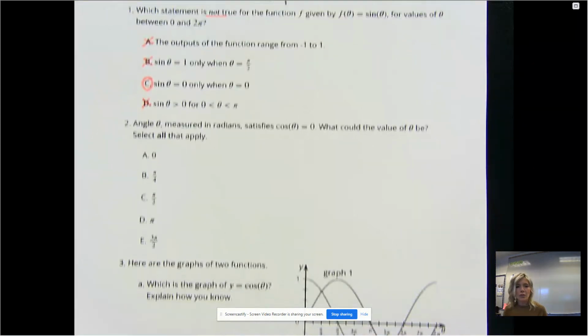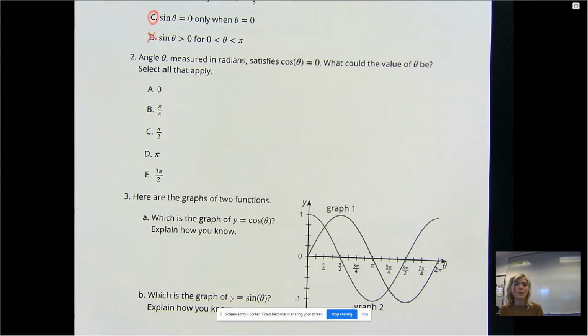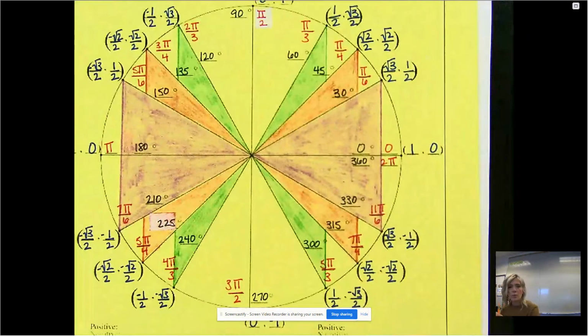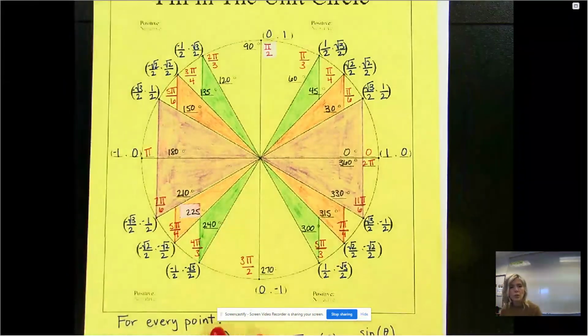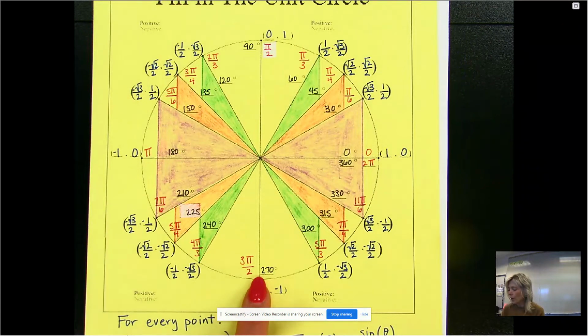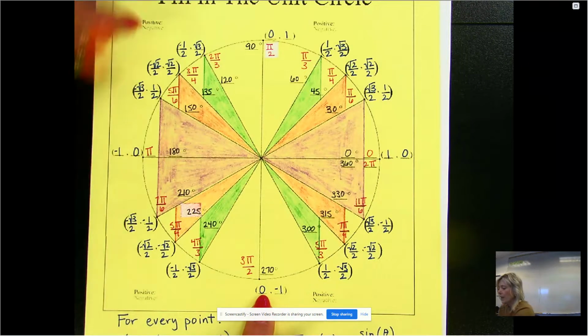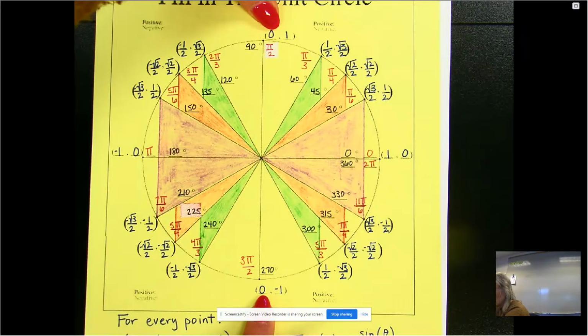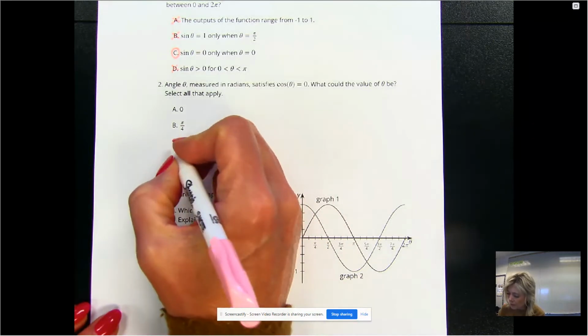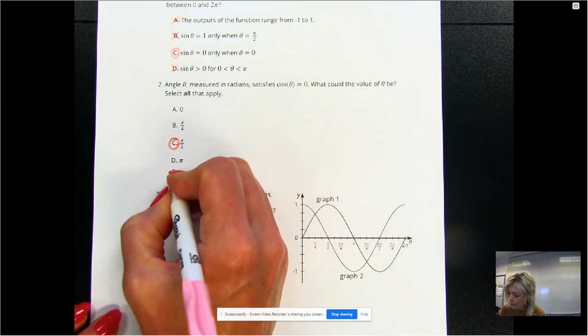Number 2, angle theta measured in radians satisfies the cosine of theta is equal to 0. What could the value of theta be? So when does the cosine of theta equal 0? Cosine is our x coordinate. It's equal to 0 at 2 places on the unit circle, right here and up here. So pi over 2 and 3 pi over 2 are the 2 times where the cosine of theta is equal to 0. So that would be C and E.